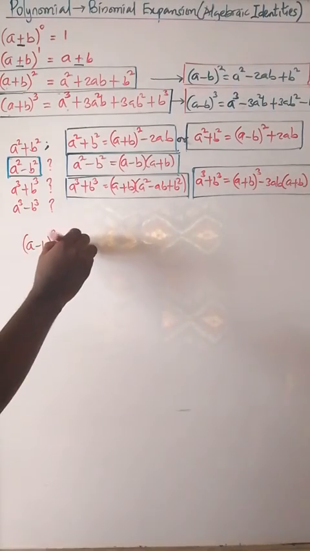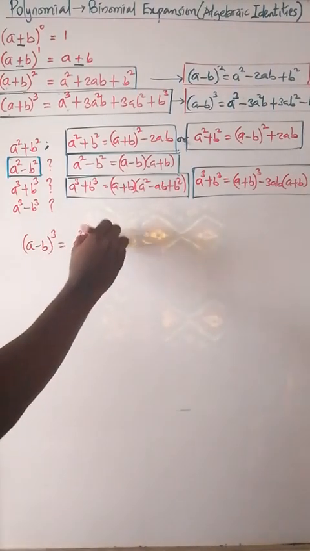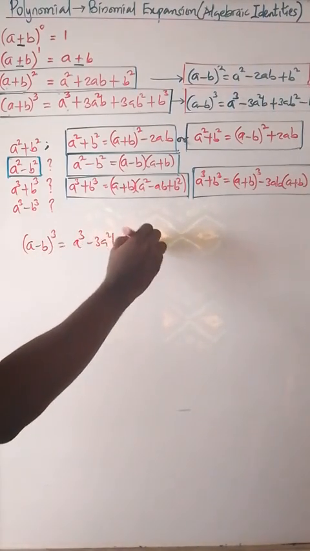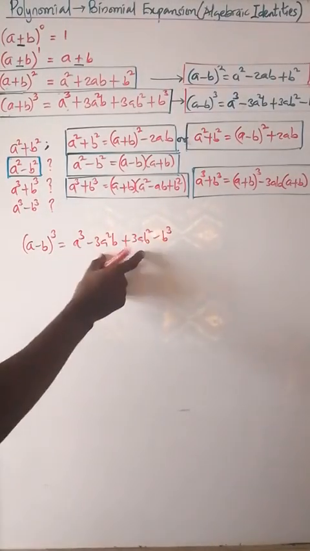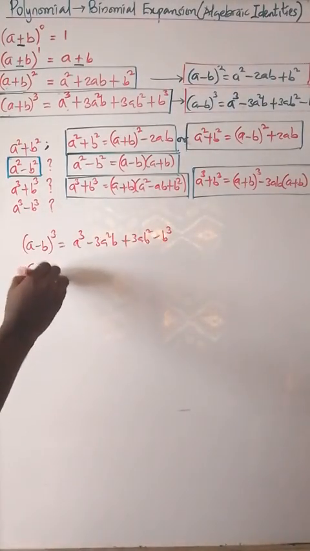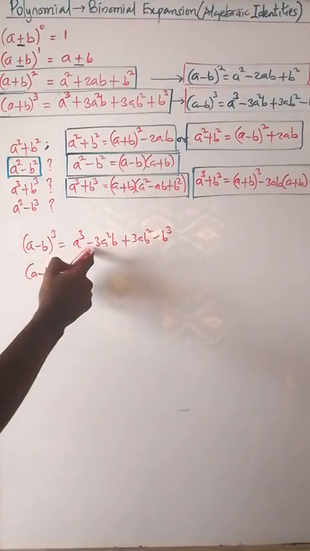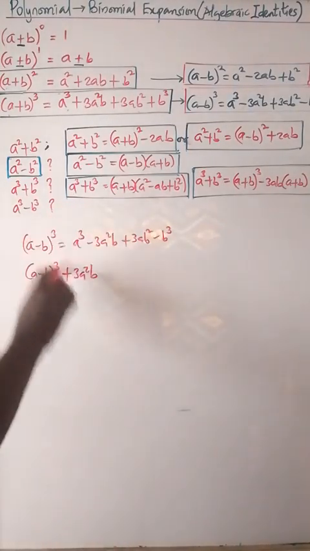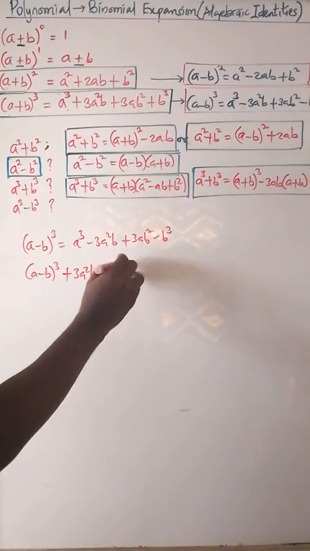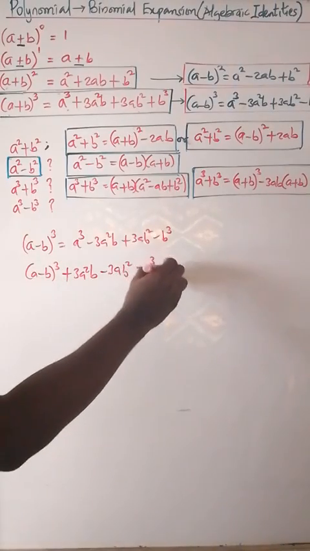equals A cube minus 3A squared B plus 3AB squared minus B cubed. Since we want to retain A cubed minus B cubed, the other terms will go to this side. So I'll have (A minus B) all cubed, this minus becomes plus 3A squared B, this plus becomes minus 3AB squared. A cube remains, B cube remains.